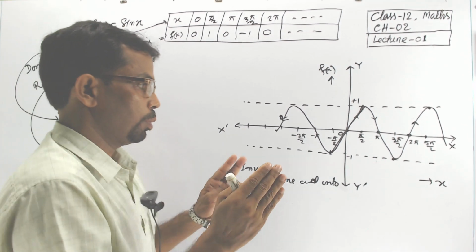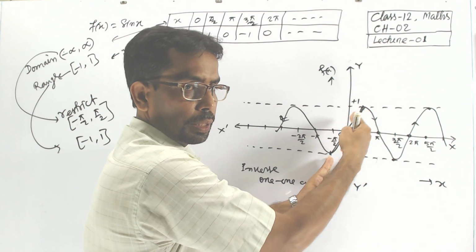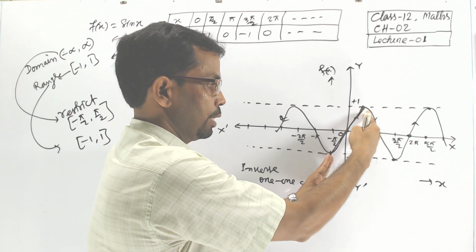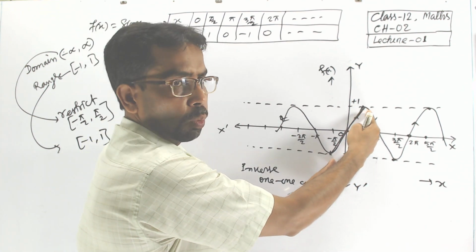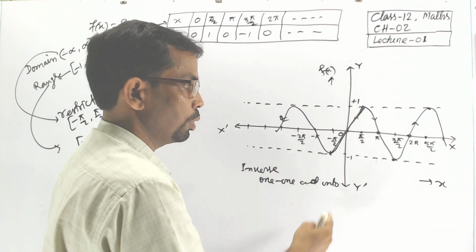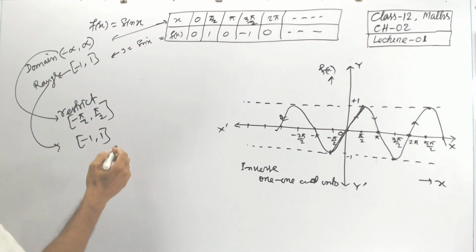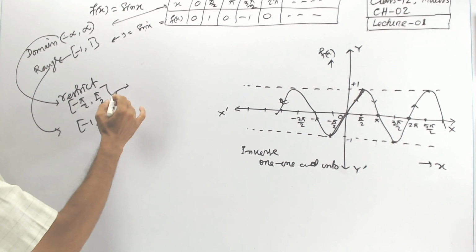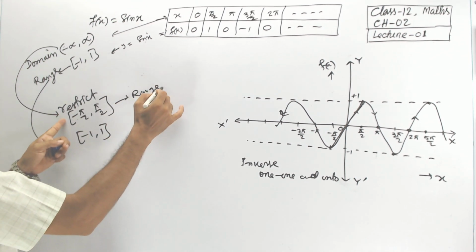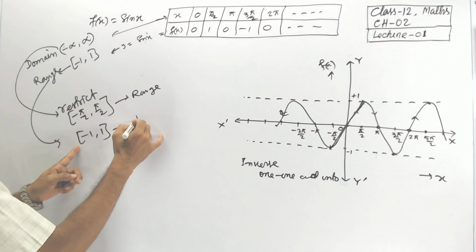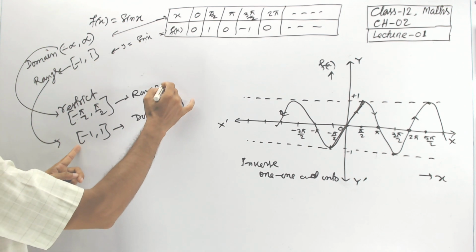Now I'll come to the second part, that is the inverse of the function. So what we understood is that within minus pi by 2 to plus pi by 2, the function has different values of y for different values of x. That means the function is one-one and onto, and it can have an inverse. So with this restricted domain taking range, and with this range taking domain. Domain means along x and range means along y.